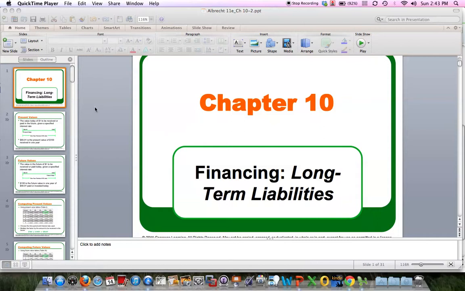Well, welcome to our Chapter 10 lecture. I'm looking at the book, and page 448 is where we'll start. We're going to start out by measuring long-term liabilities. That's mostly what this chapter is about: long-term liabilities and bonds.